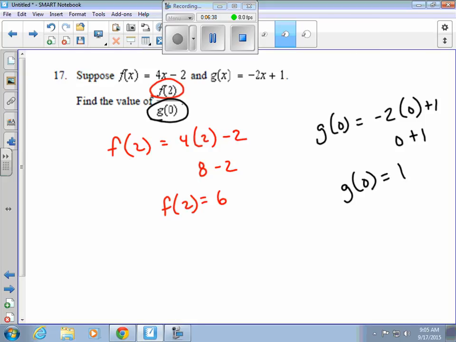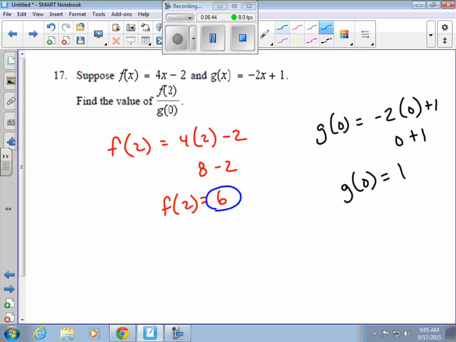So now this last part, after you have those two done, says find f of 2, which we know is this, 6, divided by g of 0, which we know is this, 1. So when you find f of 2 over g of 0, 6 divided by 1 is simply 6, is the simplified version.